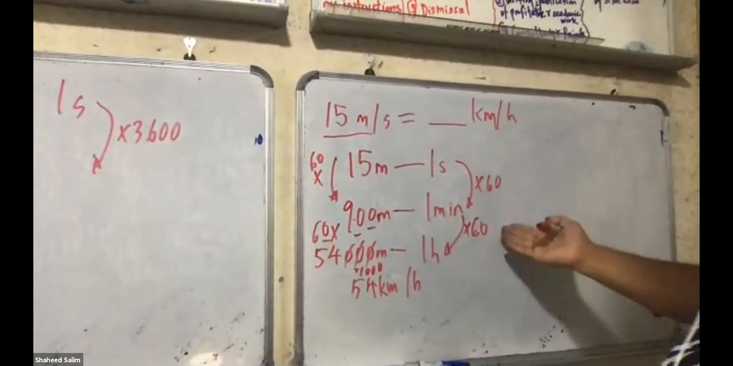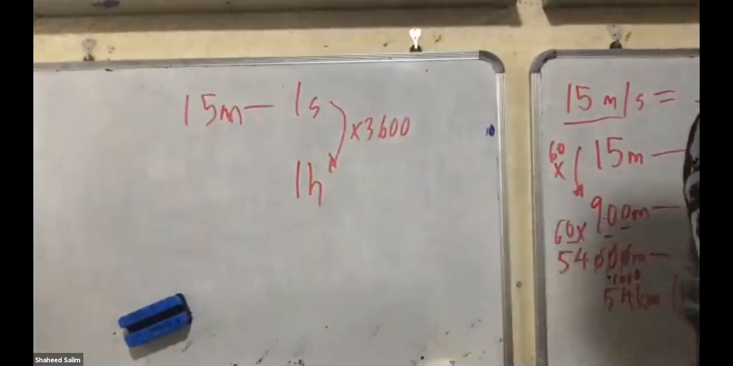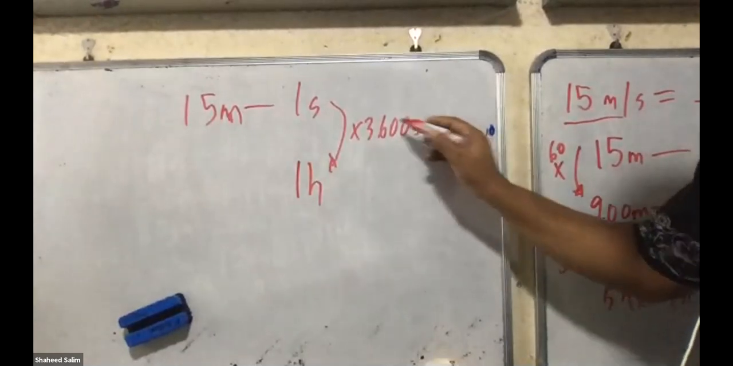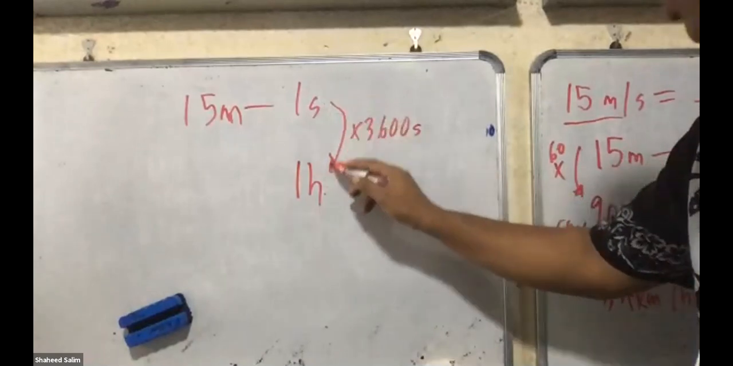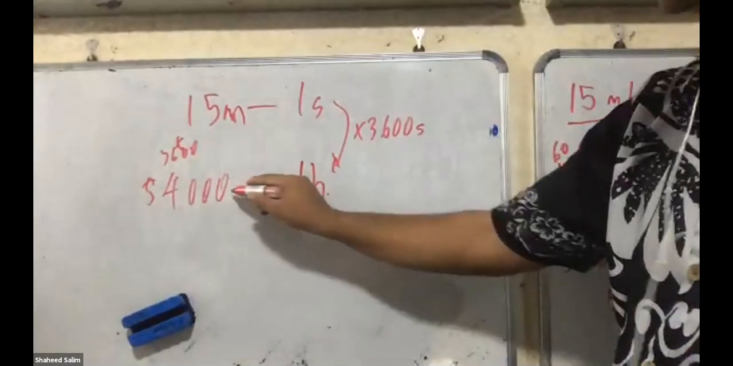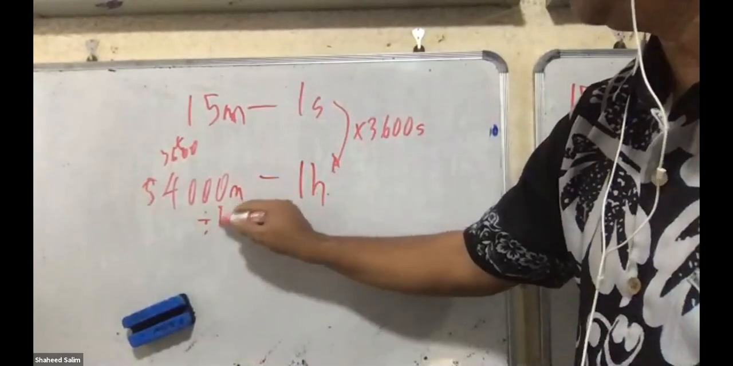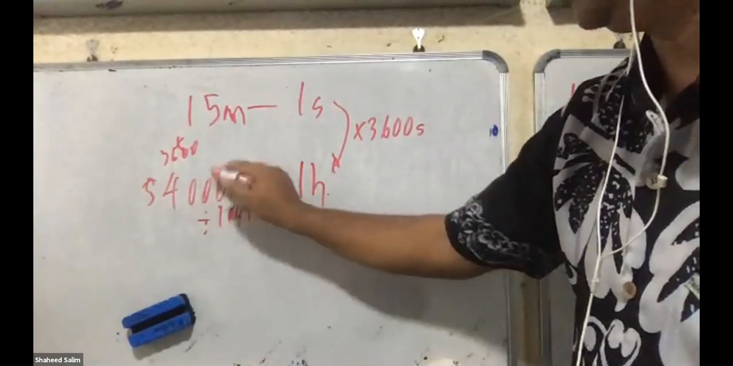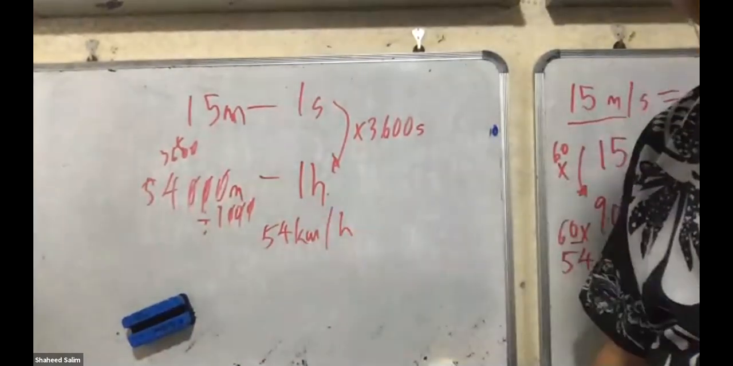You do a shortcut. Instead of doing 2 steps, we do 1 step. So this one become 1 hour. 3,600 seconds is one hour. So that's why you times by 3,600. This one you times by 3,600 also. You get 54,000 meters. You still need to divide by 1,000 because you want km per hour, right? Divide by 1,000. 1, 2, 3, 1, 2, 3. So 54 kilometers in 1 hour.